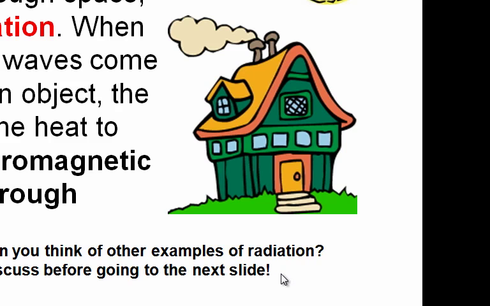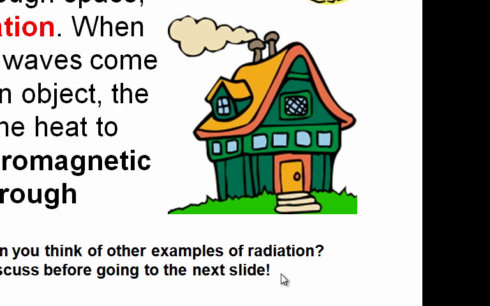The third type of heat transfer is called radiation. Now, radiation occurs when electromagnetic waves travel through space. When electromagnetic waves come in contact with an object, the wave transfers the heat to the object. The electromagnetic waves travel through empty space.